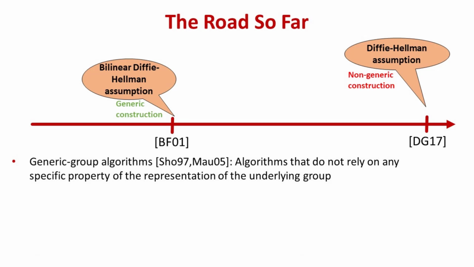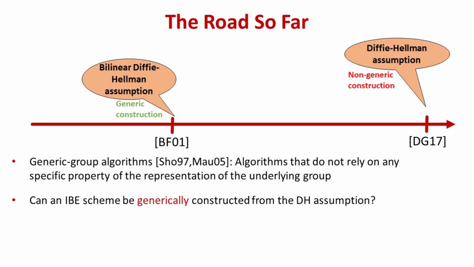Additionally, from a more foundational perspective, generic group constructions tend to be somewhat simpler and more direct when compared to non-generic ones, thus potentially leading to additional insights on the problem at hand. At this point, an interesting question that arises is whether or not an IBE scheme can be generically constructed based on the hardness of the Diffie-Hellman problem.